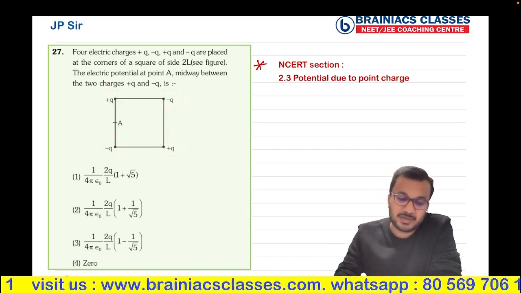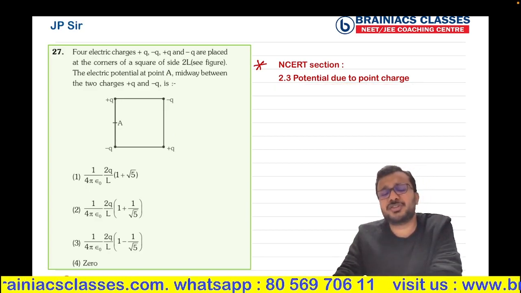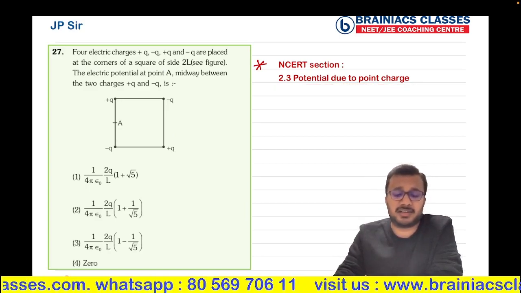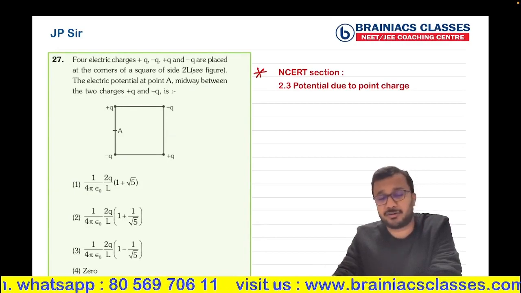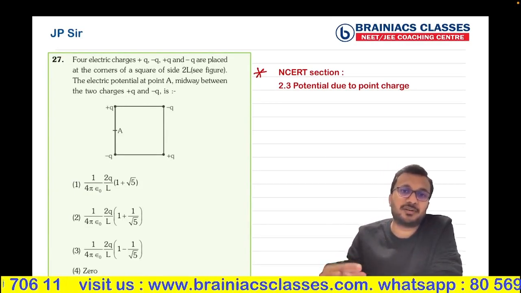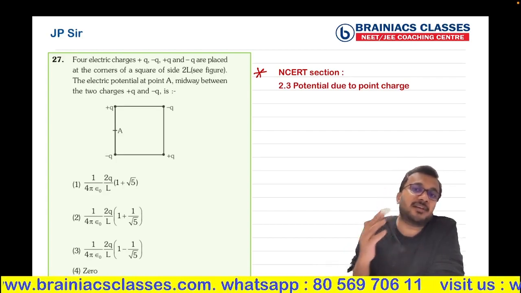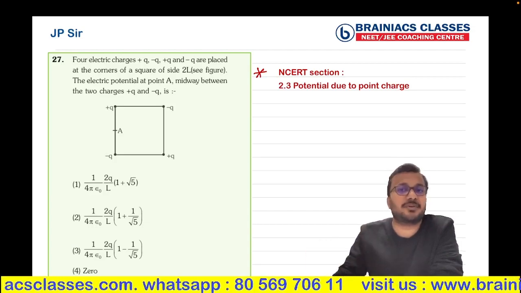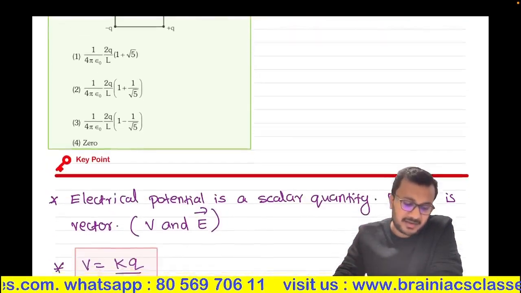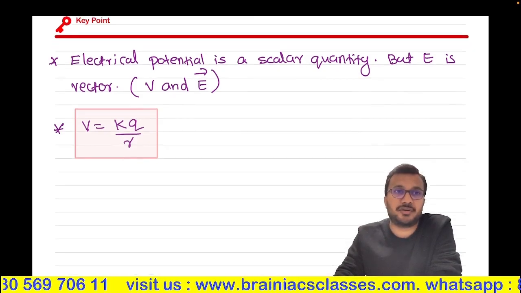Simple question. The question is asking for potential due to point charges, potential due to multiple charges. These are two parts of the NCERT sections. Potential due to point charges means you have learned the potential formula for one charge. And if you have 10 charges, you will repeat the same thing for 10 charges. The key interesting point is that electrical potential is a scalar quantity.